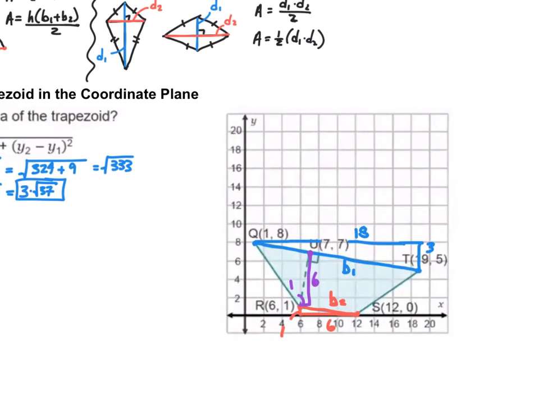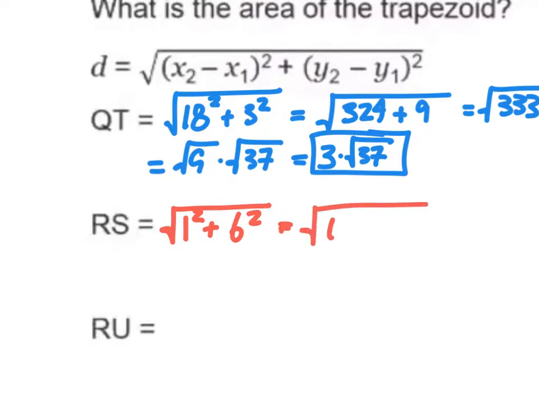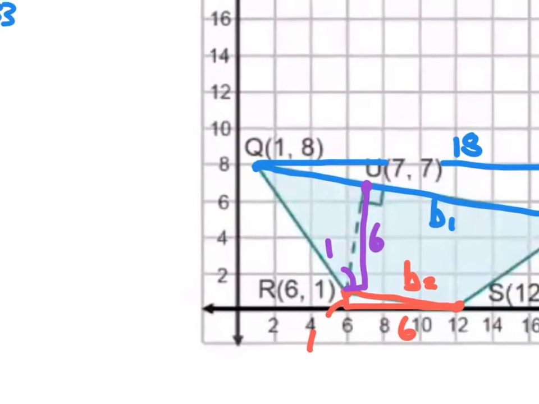RS, let's do that one. RS is a 1 by 6 triangle. So if I come in here, we're going to get the square root of 1 squared plus 6 squared, which is going to give me the square root of 1 plus 36. So that's going to give us the square root of 37, which I cannot simplify. That's a prime number.